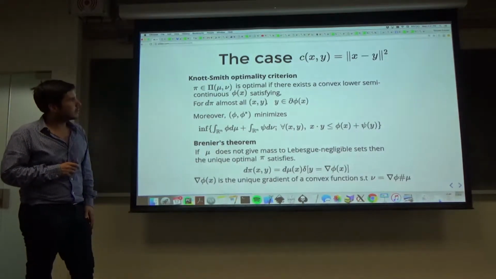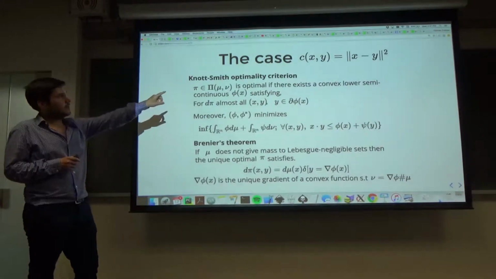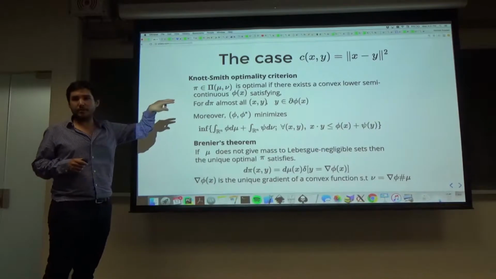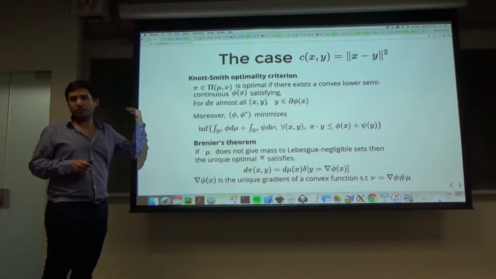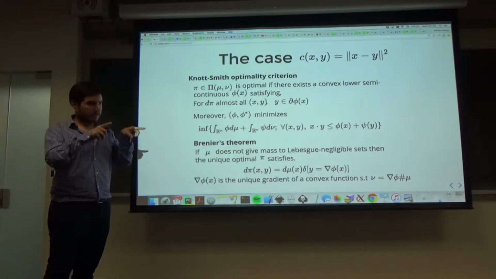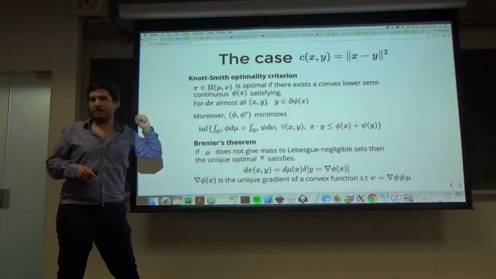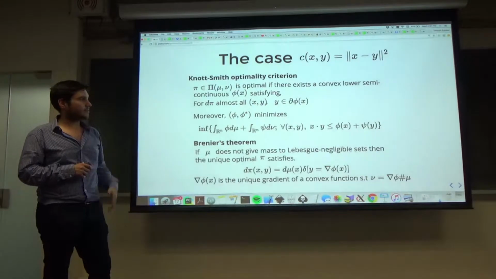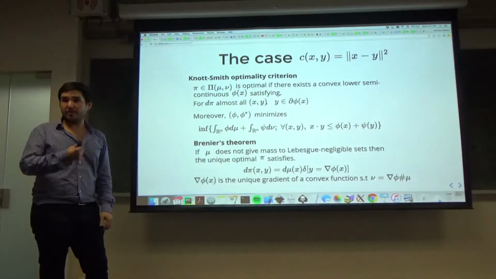And also, we have another relevant case, which is different from the previous one, because this is the case in which the cost function is equal to the squared norm. Previously, we had the case in which we have a distance. That distance could have been the difference between x and y. But if we have the square of this, then we no longer have a distance. So we cannot apply the previous theorem, but still in this case, we get a very interesting result.